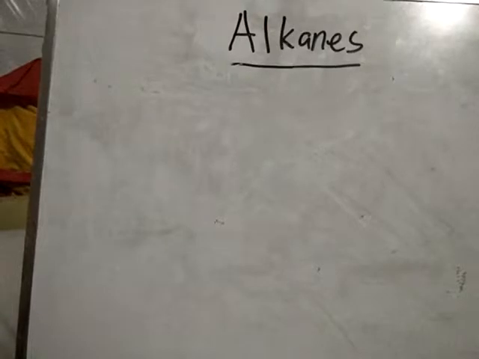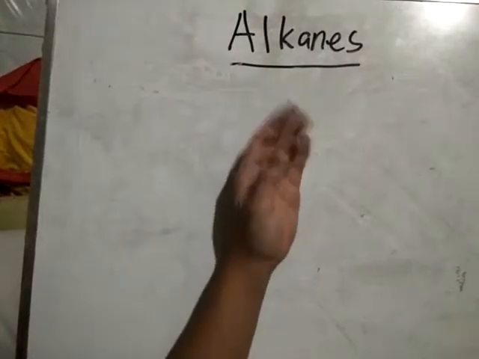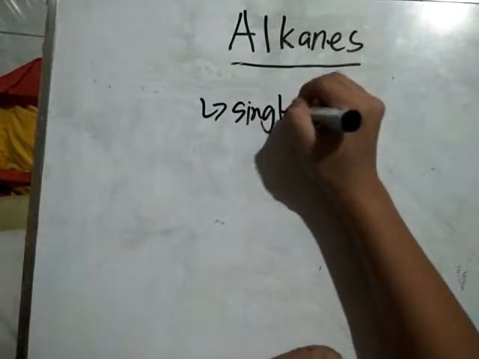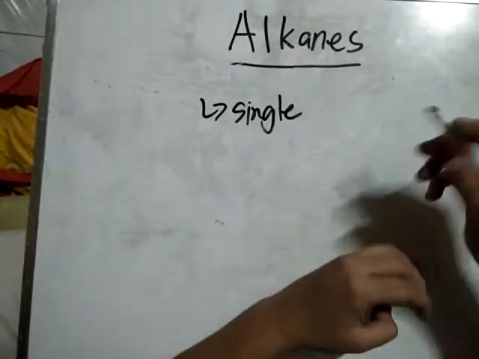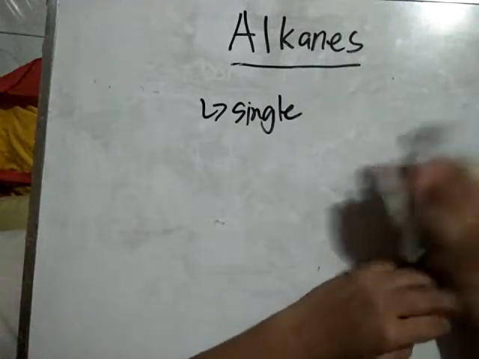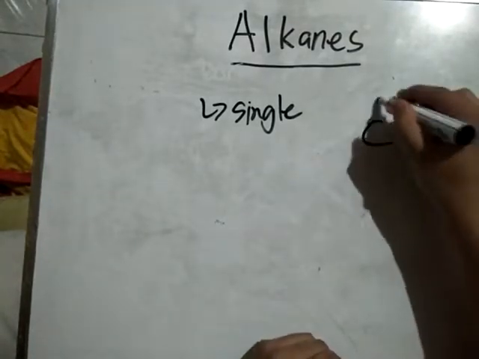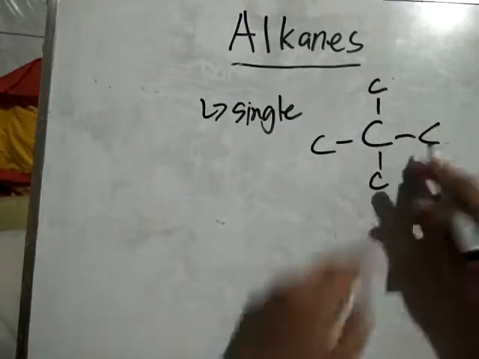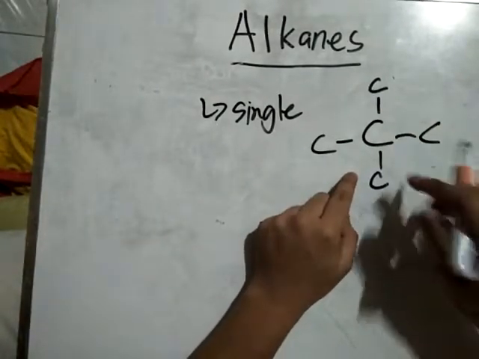Now, what is an alkane? First, it's all about single bonds. There are no double bonds, triple bonds, so on. Since carbon can form four bonds, and it can bond to itself.